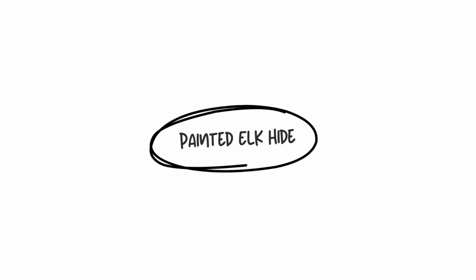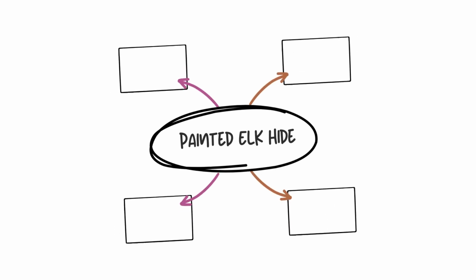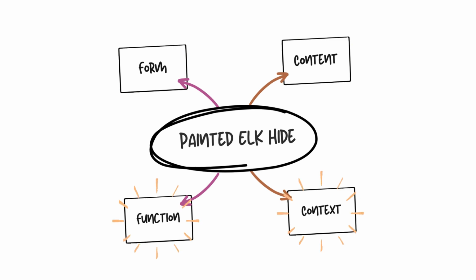Now, from there, you're going to draw 4 branches, and you're going to label each of these branches with form, content, function, and context. Now, hopefully, you remember that these 4 categories are what we try to sort of investigate when we're learning about an artwork. Form and content are visual characteristics, while function and context are obviously part of our contextual analysis.